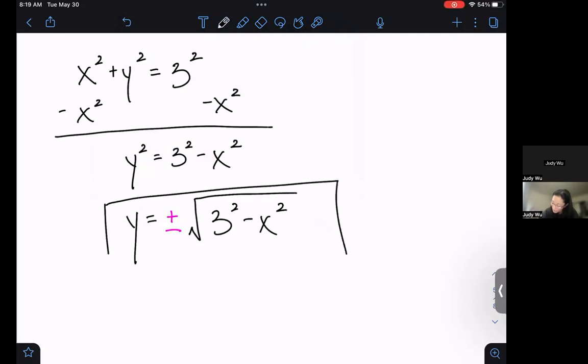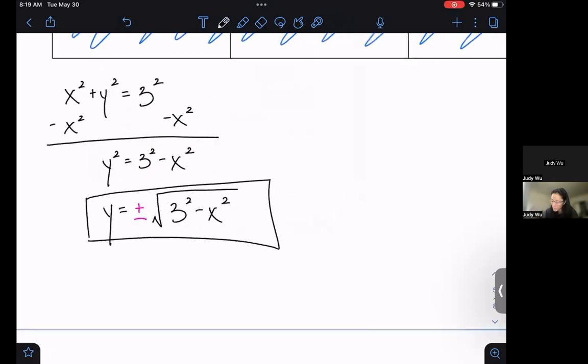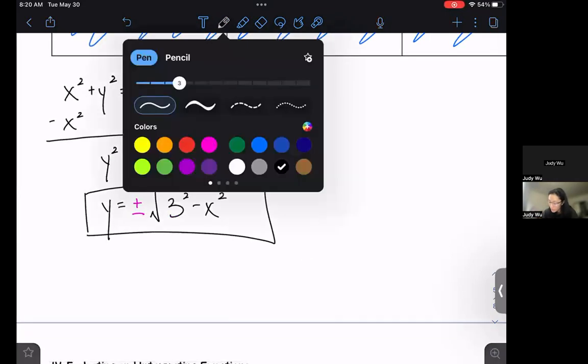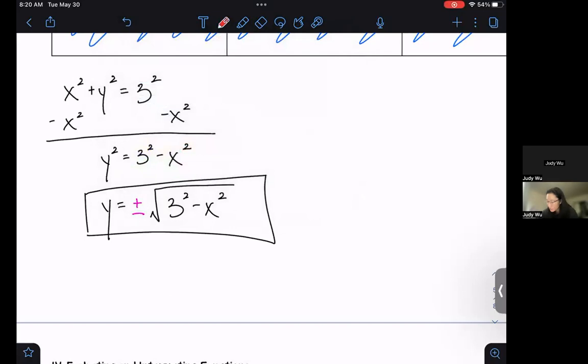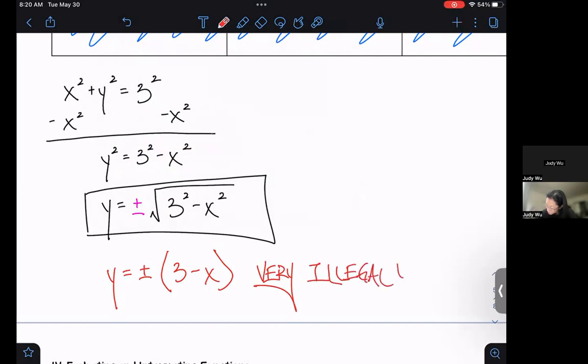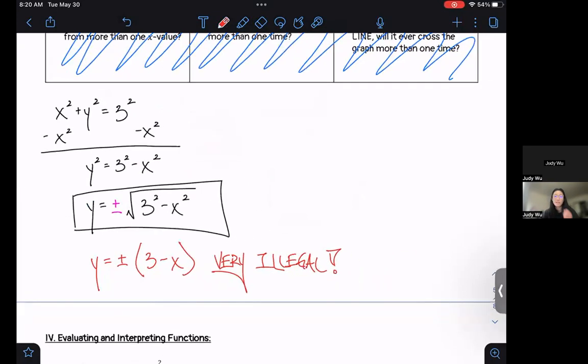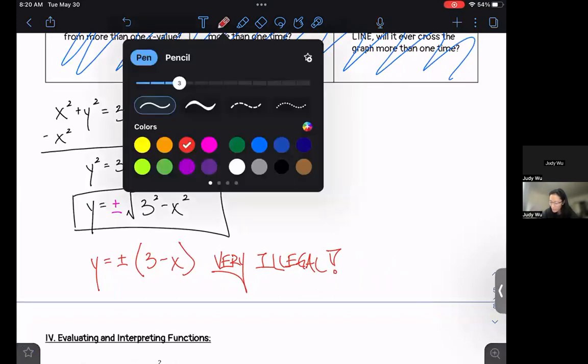I am actually going to stop here and put a box around this. And some of us are probably sitting at home or wherever we are choosing to do our learning environment and saying, why isn't she doing this? Just take the square root of every single piece. This, my folks, is very illegal. This is very, very illegal. And I want to take the time to show you why that is right now.